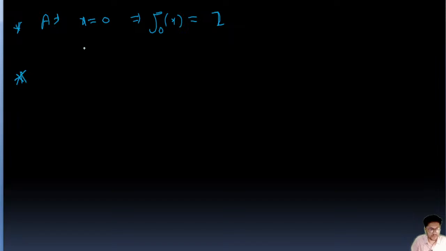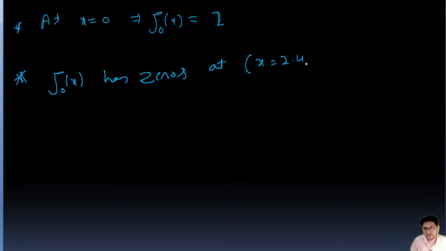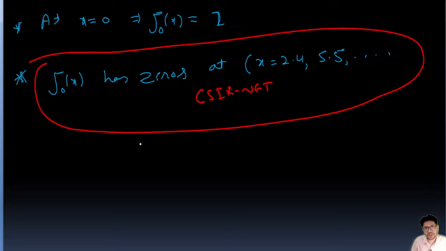And the next point is J_0(x) has zeros at x equal to 2.4, x equal to 5.5, and so on. You need to know this because this question is asked in CSIR NET. This is a CSIR NET point. So J_0(x) has zeros at x equal to 2.4, x equal to 5.5, and so on.